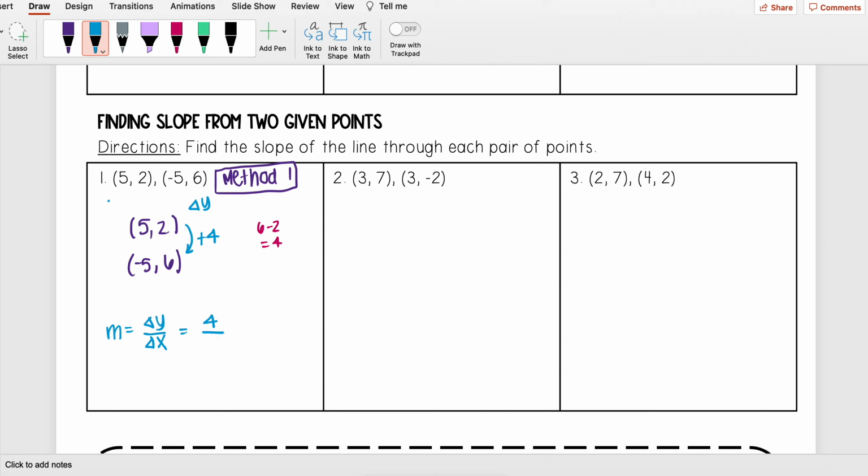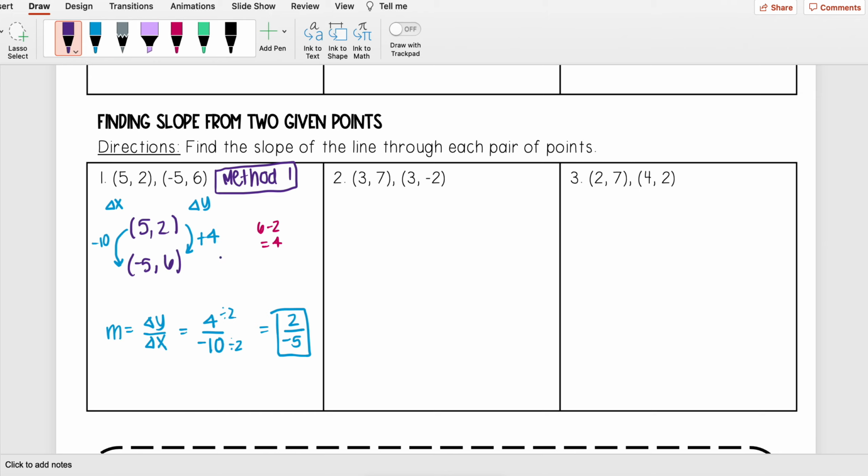Now I need to find my change in x. And so I'm saying, how do I get from 5 to negative 5? Well, when I subtract, negative 5 minus 5, I get minus 10. Now I can check my work. 5 minus 10, I do get negative 5. And so my slope is 4 over negative 10. However, we always want everything to be in most simple form, and so I can divide 2 from top and bottom to get that my slope is 2 over negative 5. So that is the first method.